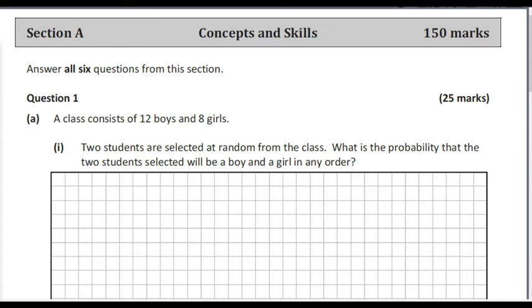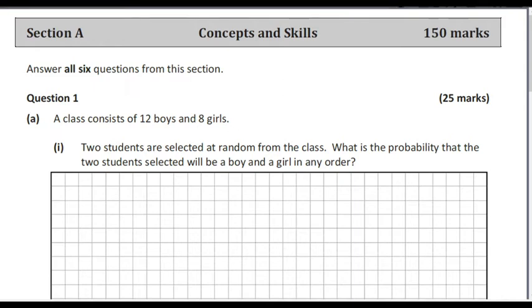Leaving Cert Higher Level 2019, Paper 2, Question 1. So this one starts off by saying a class consists of 12 boys and 8 girls. The first part says 2 students are selected at random from the class. What is the probability that the 2 students selected would be a boy and a girl in any order? So there are 2 orders that can happen in, so we need to take into account both.